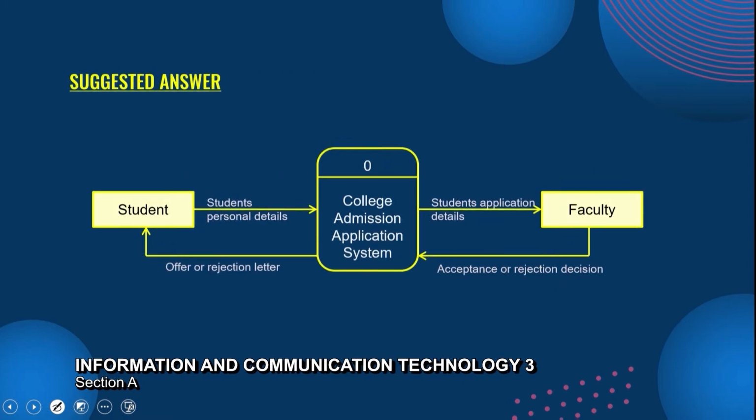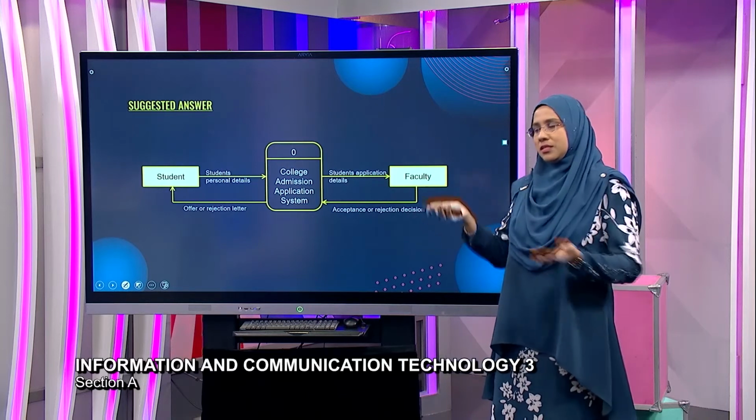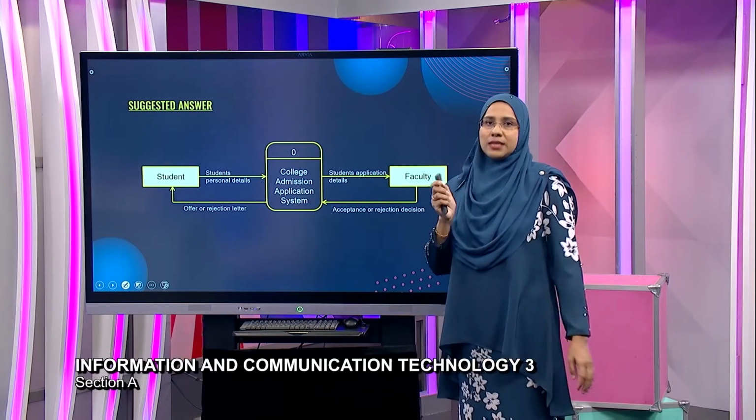So this is the suggested answer. Actually I transformed what was given in the sentences into this drawing, the context diagram. The student sends personal detail to the system, then the system will process it, and then the system sends the application detail to the faculty. The faculty will do the selection and send it back to the system, and then the system will produce the letter and send it to the student. This is how we draw a context diagram.